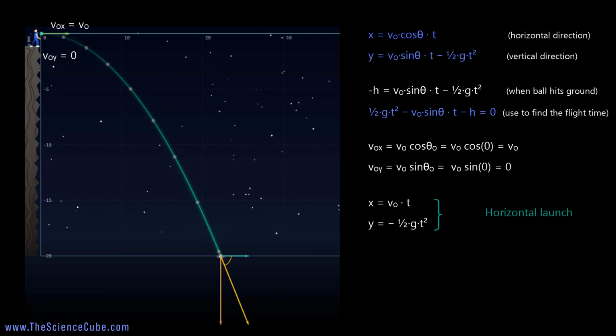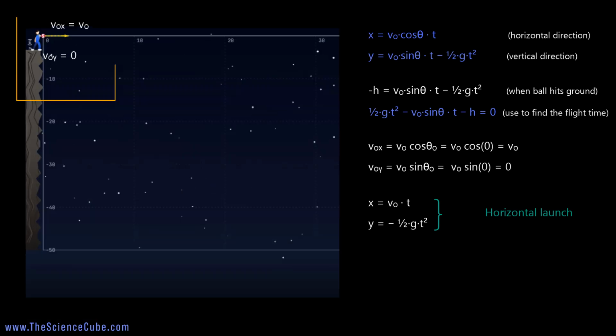That is clean. The horizontal motion is just constant velocity at V0. The vertical motion is just free fall from rest. The ball moves horizontally because of its launch velocity and falls vertically because of gravity, and the two motions are completely independent. This actually is the famous Galileo experiment.